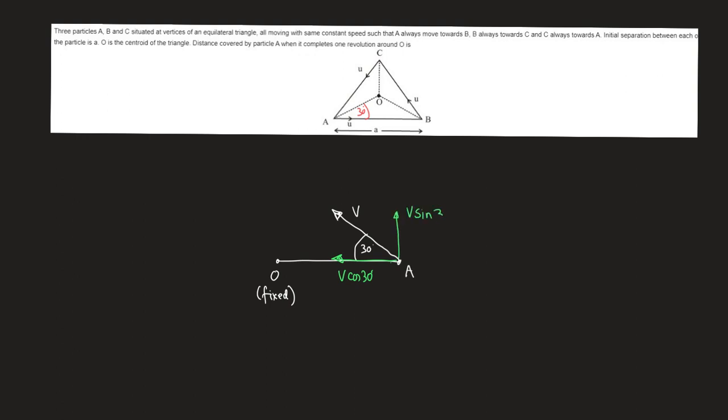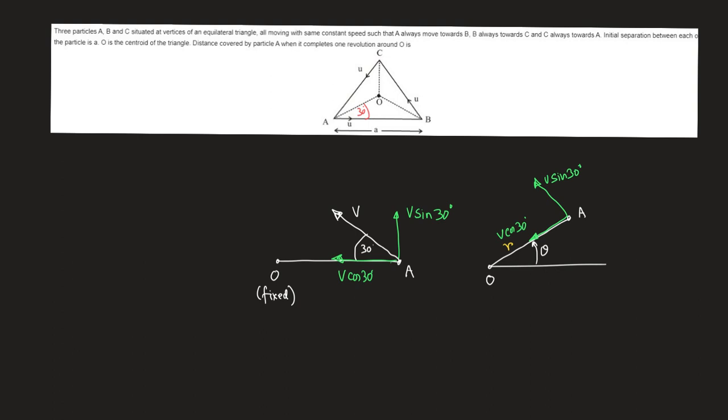Okay, and suppose after a certain time the point A has moved here, at a certain angle theta, and then the velocity components remain the same basically. So this is V cos 30, and this happens to be V sin 30, and this distance OA happens to be R.